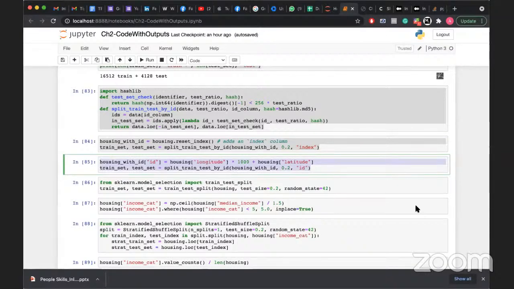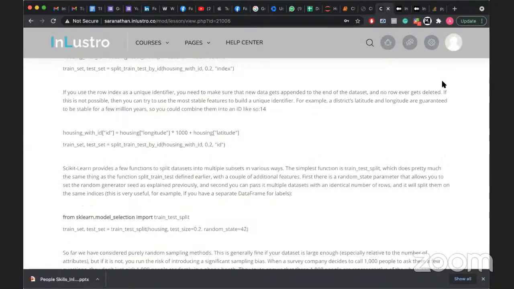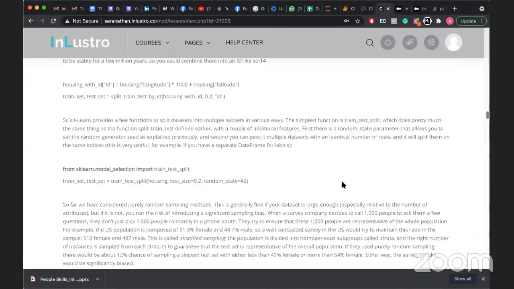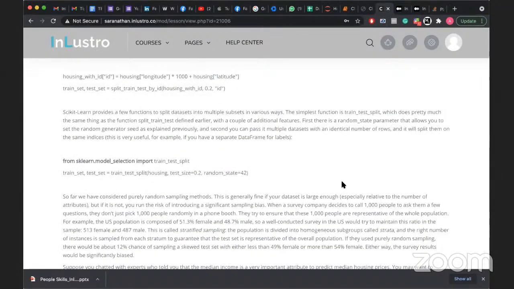Good. Now that we are done with this, I want you to understand that there are train test split sets which are already provided by scikit-learn, right? Few functions to split data sets into multiple subsets. The simplest function is the train test split, which does pretty much the same thing as the function split train test, which we defined, with a couple of additional features. First thing is there is a random state parameter that allows you to set the random seed generator, which we saw earlier. And the second is you can pass it multiple data sets with an identical number of rows, and it will split them on the very same indices.